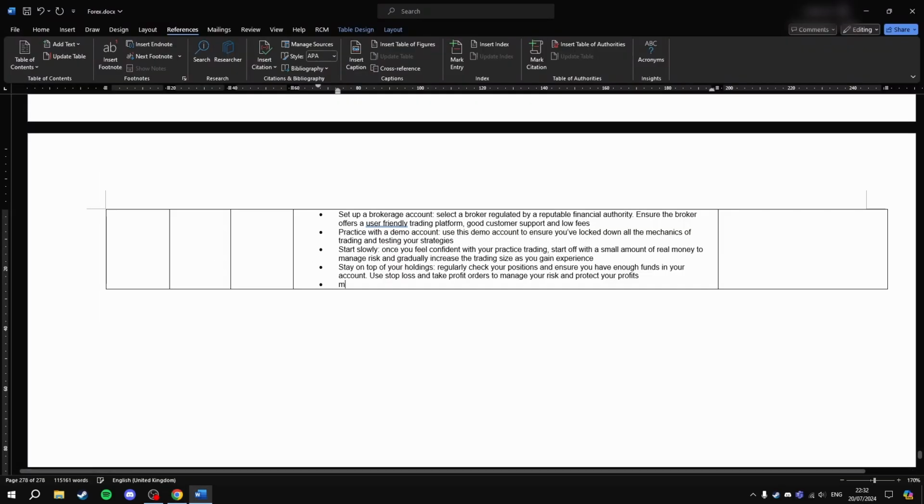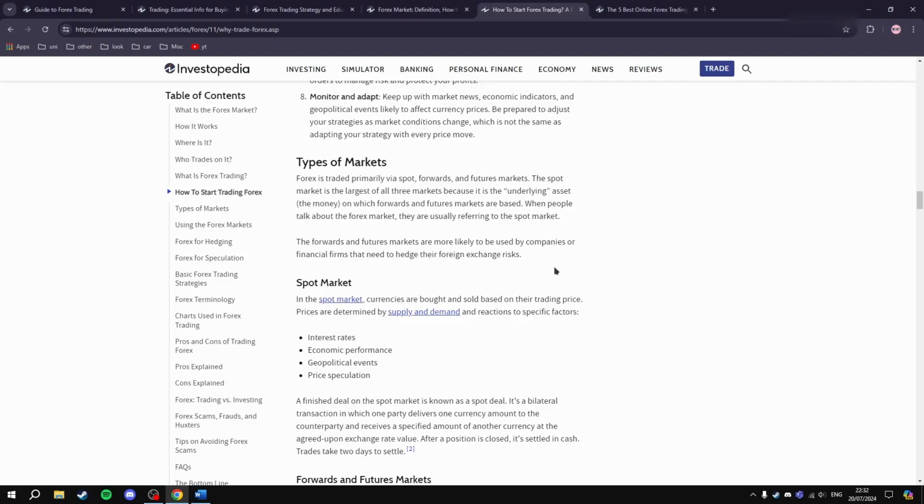Monitor and adapt. Keep up with market news, economic indicators, and geopolitical events likely to affect currency prices.